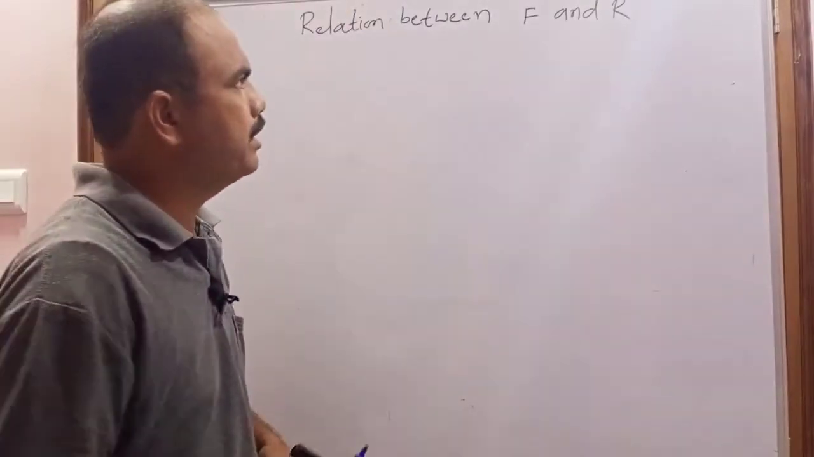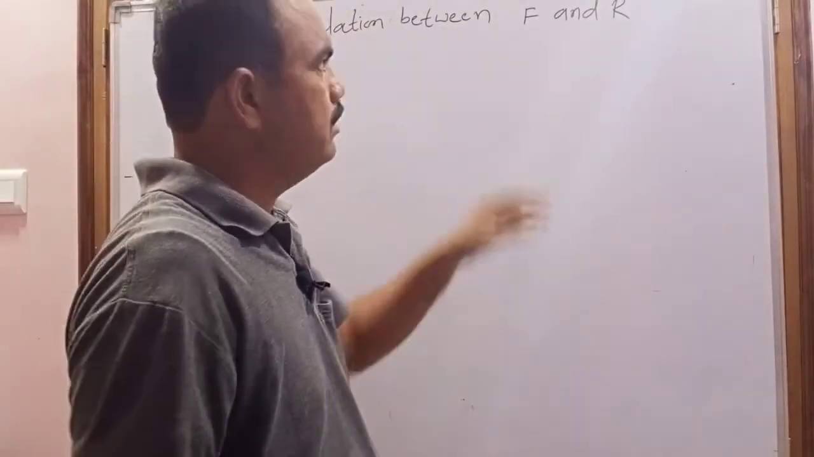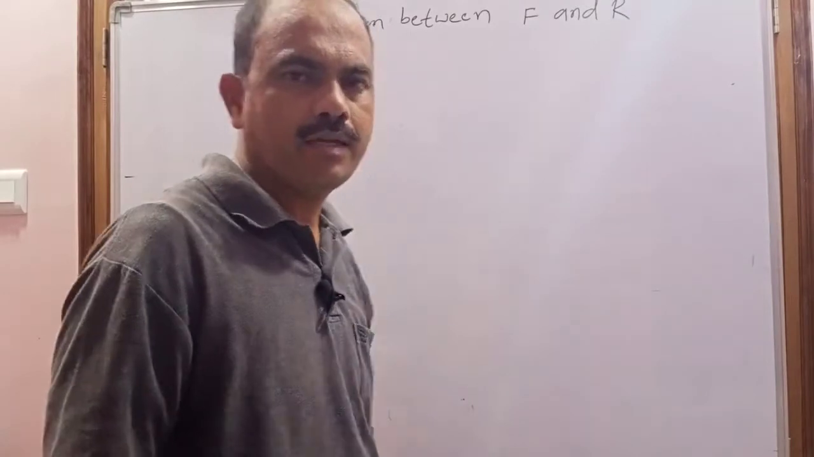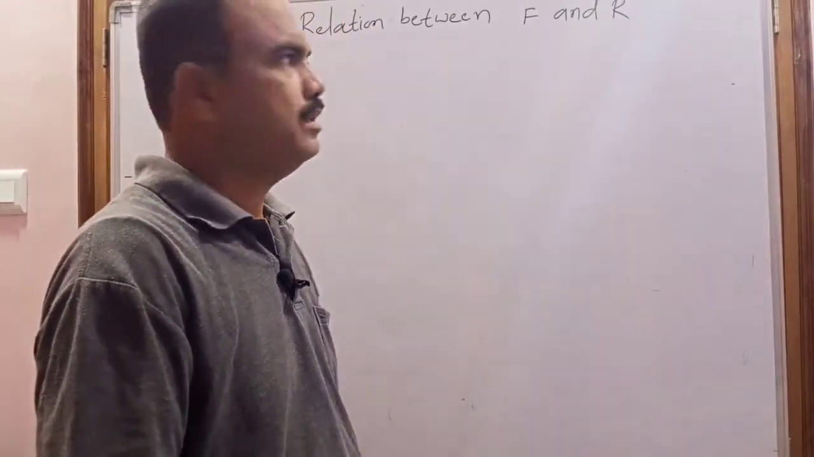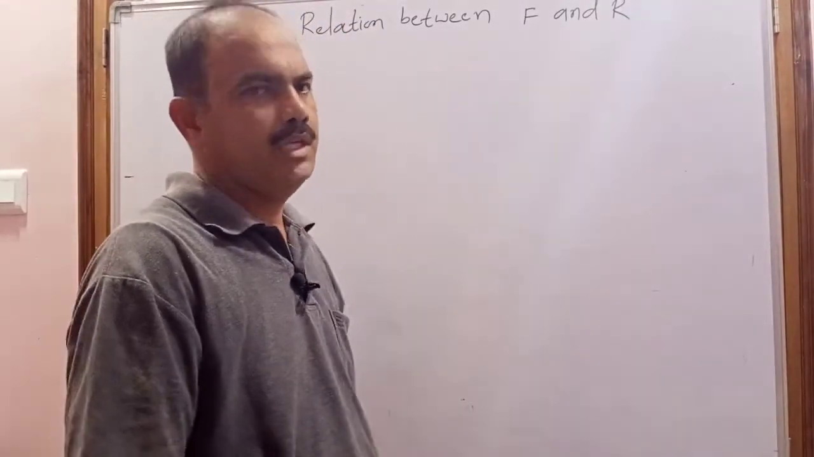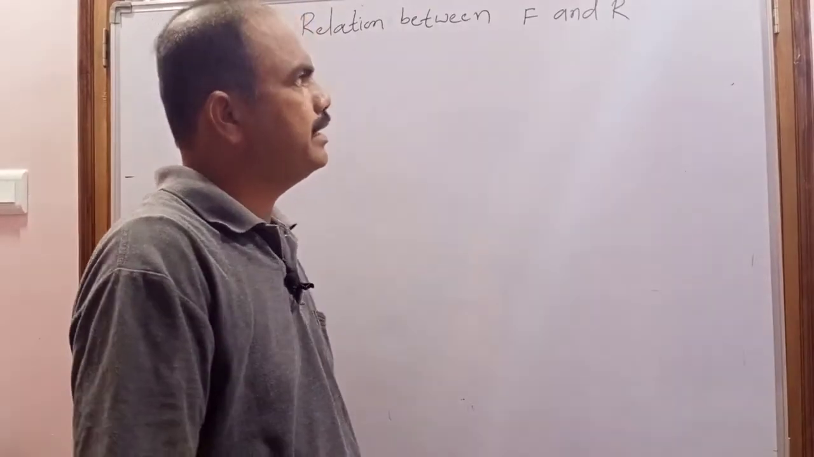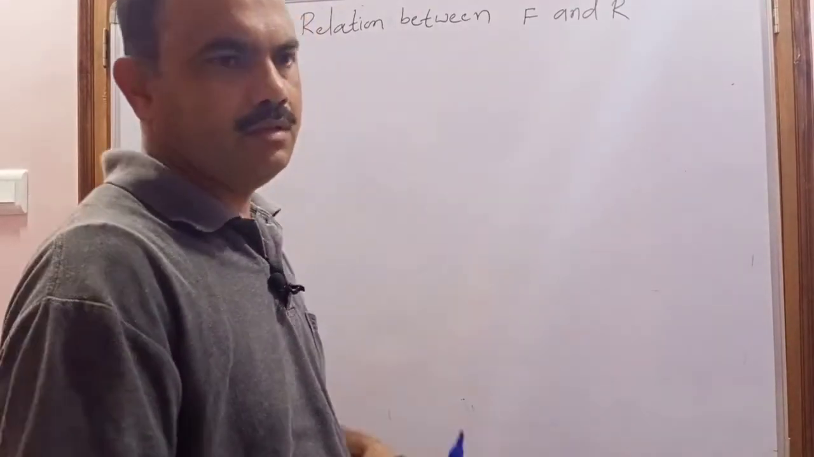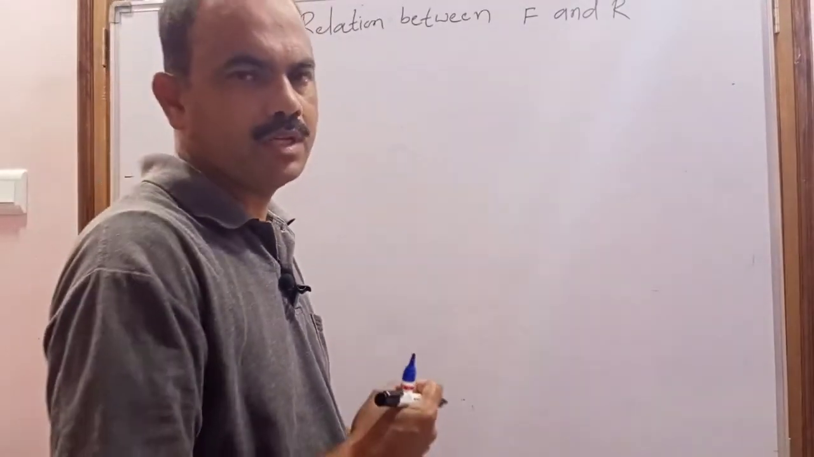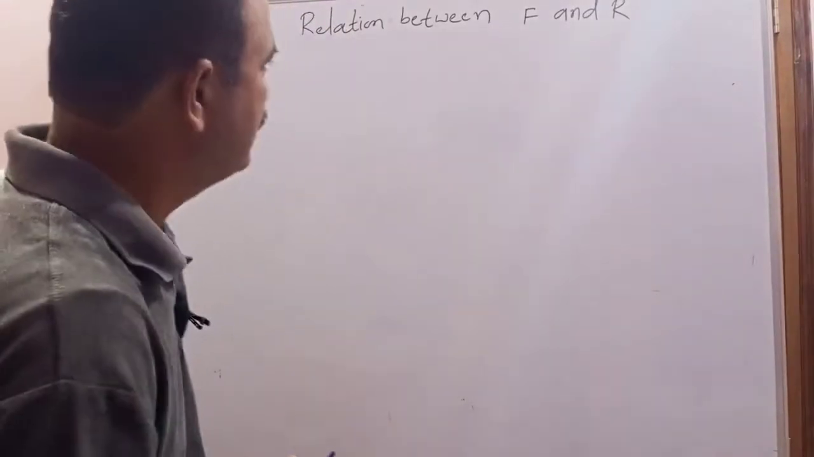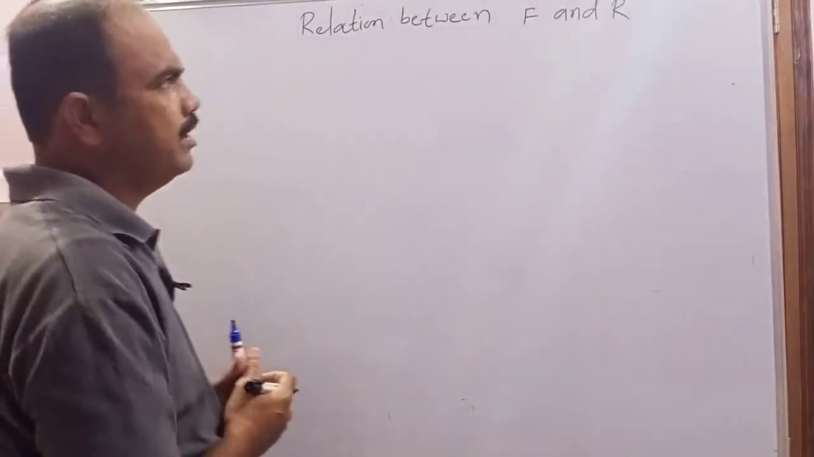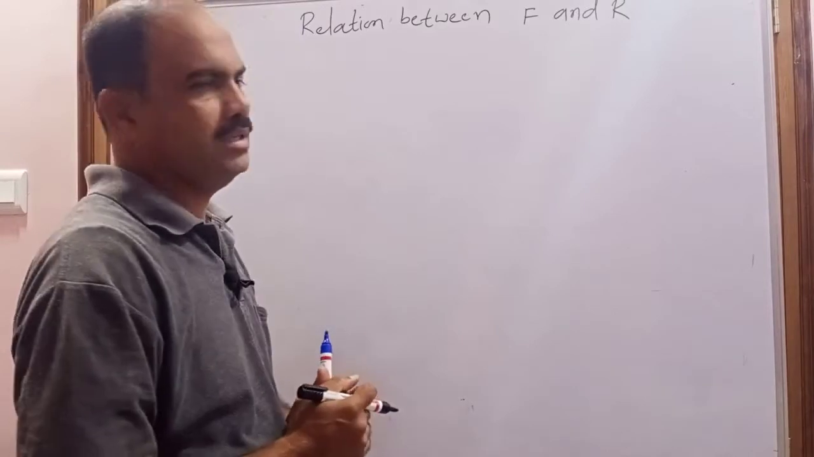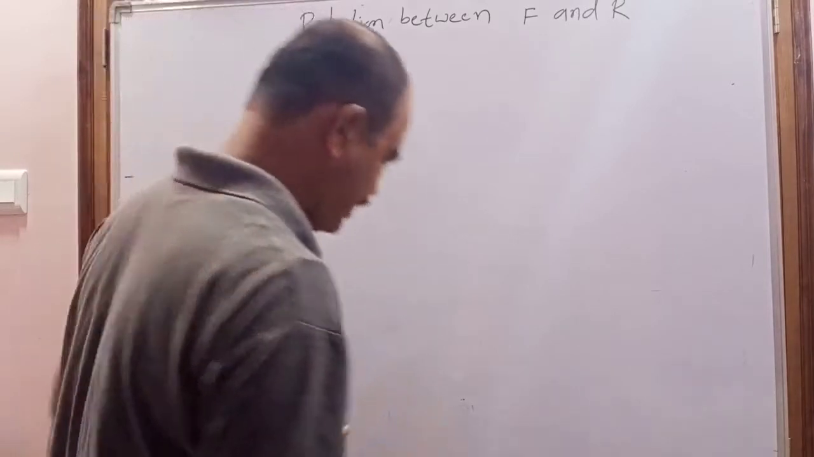So today my topic is the relation between the focal length and radius of curvature. We are going to derive the relation between the focal length and radius of curvature. After that we are going to learn sign convention in mirrors. To derive the relation between focal length and radius of curvature, I am taking a concave mirror.